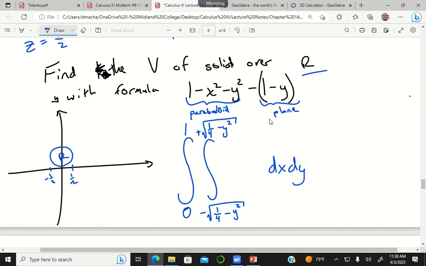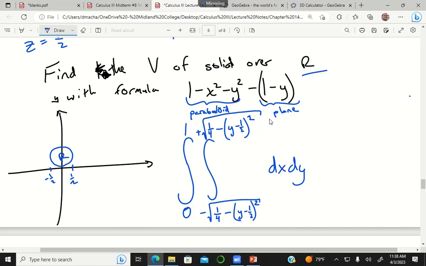Minus y minus 1/2 squared. Oh, thank you. Sorry, the circle is centered at 1/2, and so I can't just subtract y squared. I have to subtract y minus 1/2, all squared. The same for my lower bound. That's a good catch. This was kind of a hard problem.